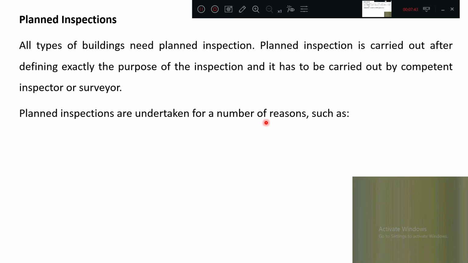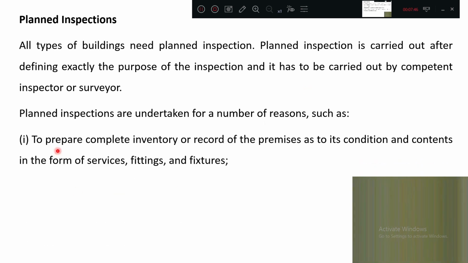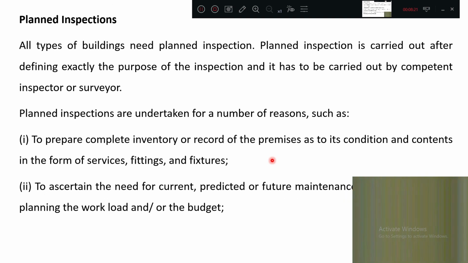Planned inspections are undertaken for a number of reasons. What are the reasons? First is to prepare a complete inventory or record of the premises as to its condition and contents, in the form of service, fittings, fixtures. Why is it required? Before monsoon, if any leakages come, he has to have all the information. What is its condition? What are the things required during the breakdown? To prepare a complete inventory. Inventory means stock of materials. That's all. To prepare a stock of materials required during the maintenance. So for that, planned inspections are required.